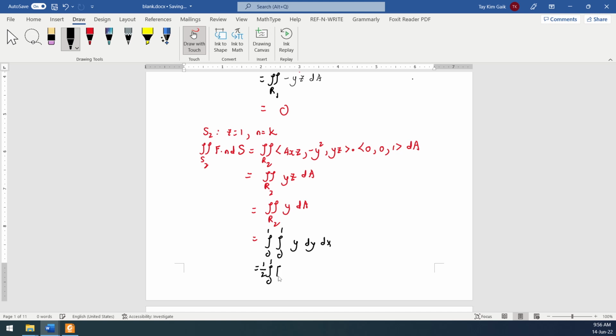So integrate y, you have y squared over 2. I factor out the half, plug in 1, and you will have half, integral 0 to 1 dx. So you have half, this is x. We plug in 1, you have 1. So it left half integrate 1 dx. Integrate 1 dx, you got x. So plug in 0 to 1, you have half. So the first one, surface 1, the flux integral is 0. Surface 2, the flux integral is half.